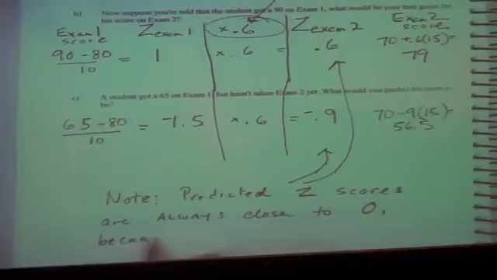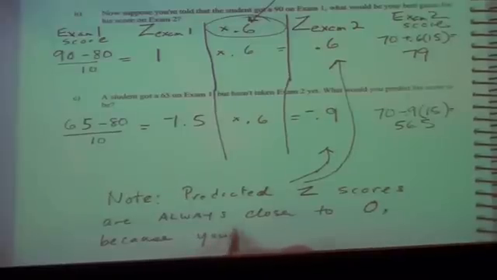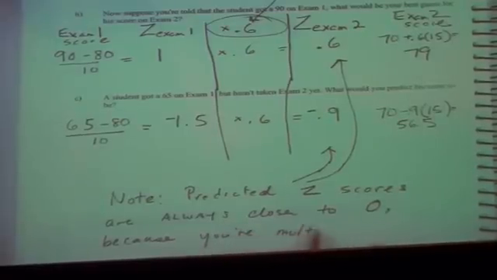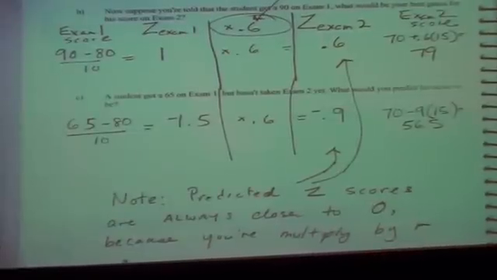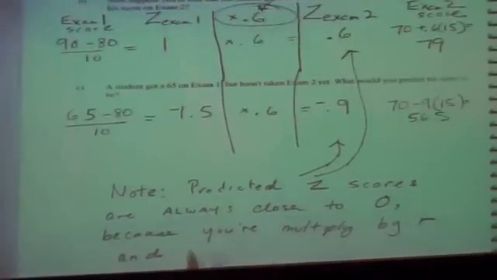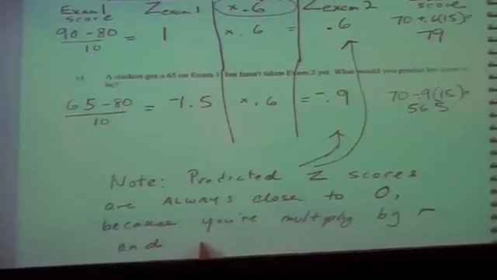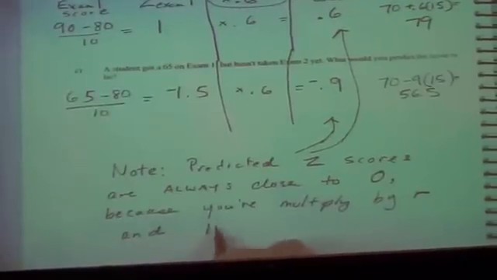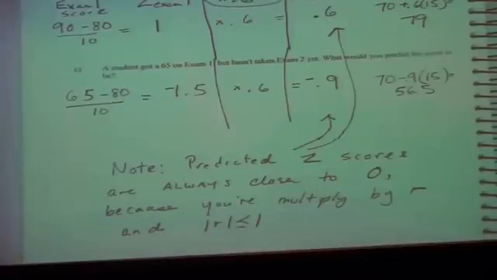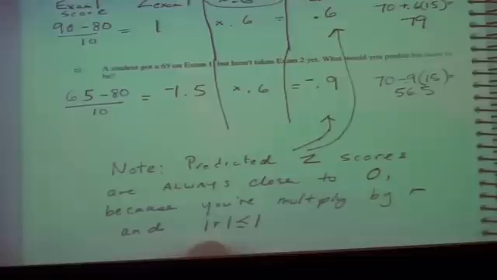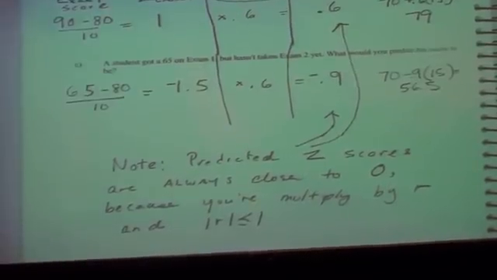Because why? You're multiplying by R, and the absolute value of R is less than or equal to 1. R is between -1 and 1. So you're multiplying by a fraction, basically, and it's bringing your z-score closer to 0. That's just regression to the mean.